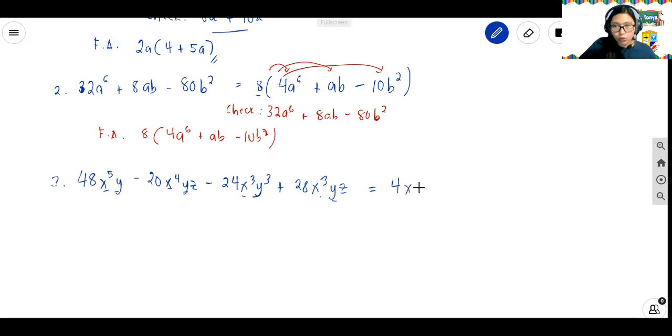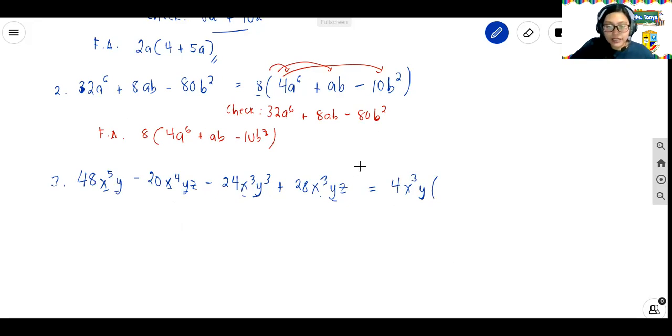Now, how would you know what's the greatest common factor when it comes to variables? Just look at the least exponent of that variable, and that would be the GCF of that variable. So for x, the least exponent would be 3. That's why our GCF here would be x cubed. For y, the least is just 1, right? So we just put here y. We can't put z because it's not common to all terms.